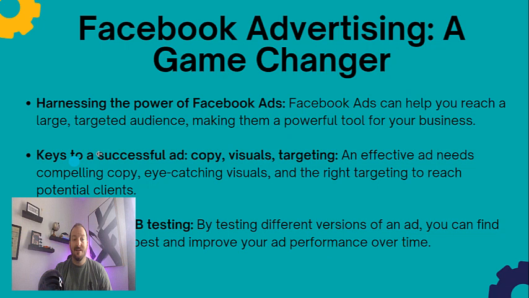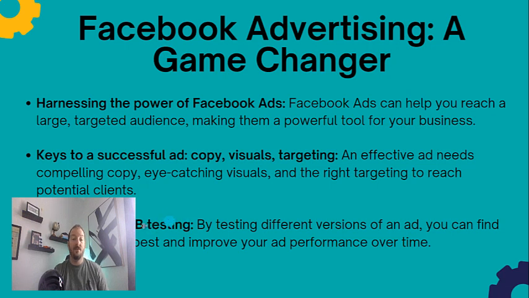So a couple keys to a successful ad, right? Copy, visuals, and targeting. If you get those three things right, you're gonna be off to the races. So an effective ad needs compelling copy, and copy is just the written words, the words above the ad. Eye-catching visuals, so it could be images or video, preferably video if you're good at making video, but if not, that's okay. Really nice images are nice. And then the right targeting to reach your potential clients.